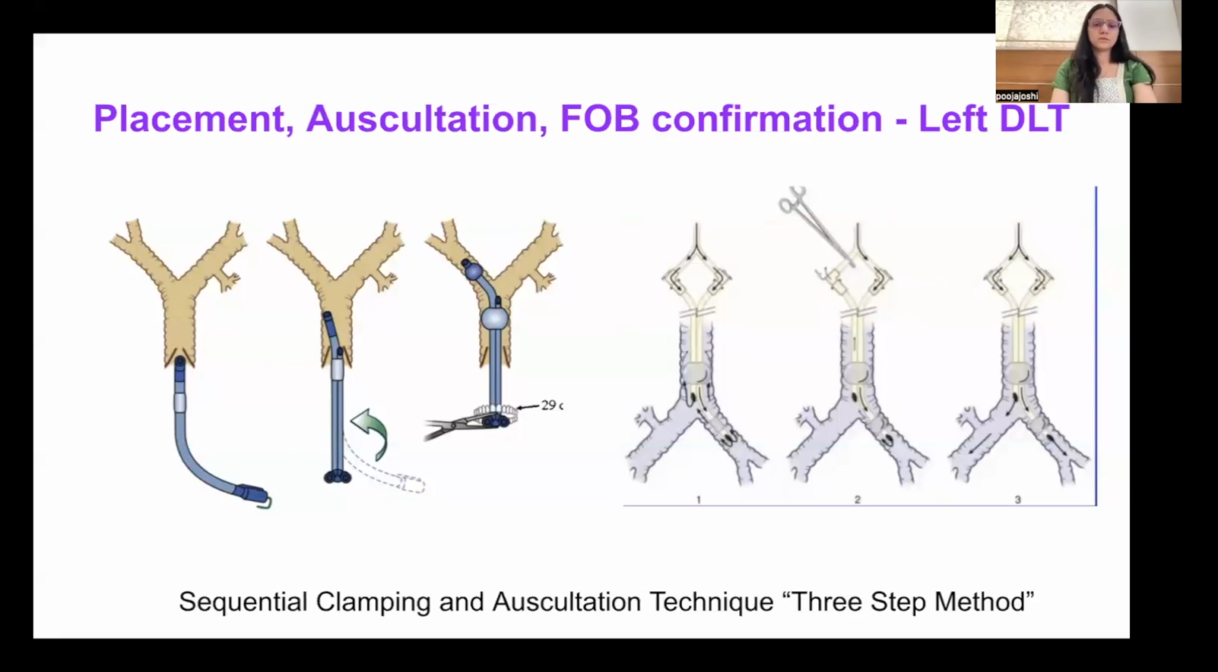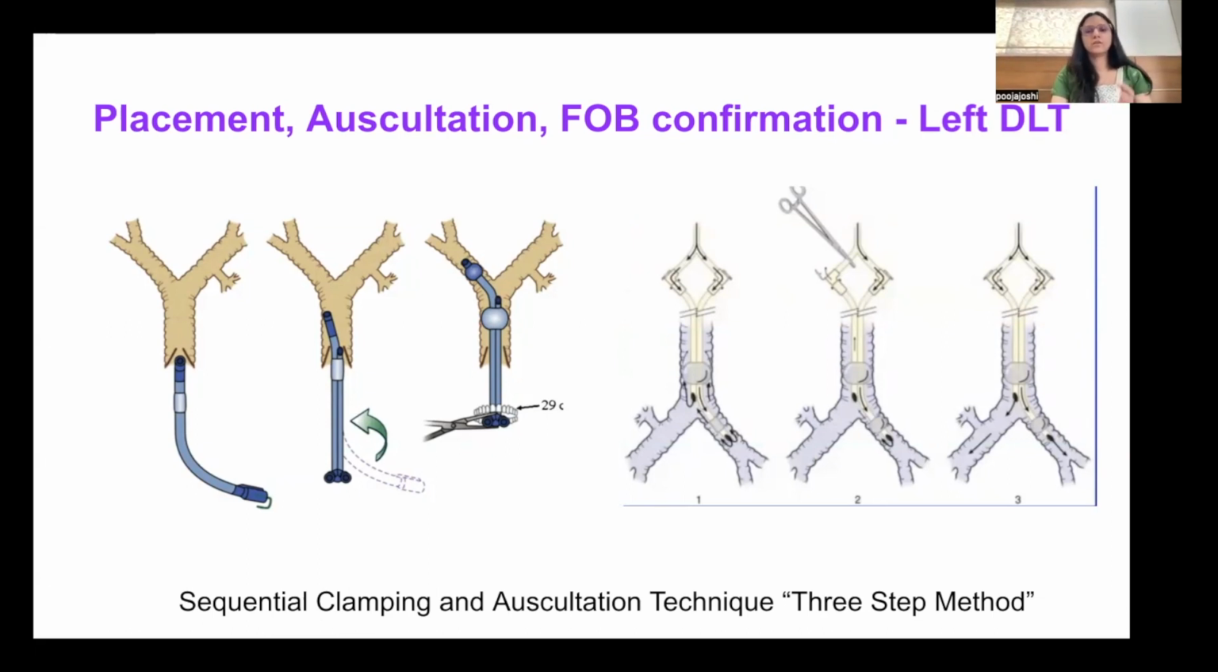Now, how to insert the DLT? You have to hold the DLT in such a way that the concavity is upwards, and then after the direct laryngoscopy or video laryngoscopy, you insert the bronchial cuff. Once the bronchial cuff passes the vocal cords, you turn the double lumen tube anticlockwise 90 to 120 degrees in case of left DLT placement, and clockwise rotation by 90 to 120 degrees in case of right DLT placement. And then you do a sequential clamping and auscultation technique.